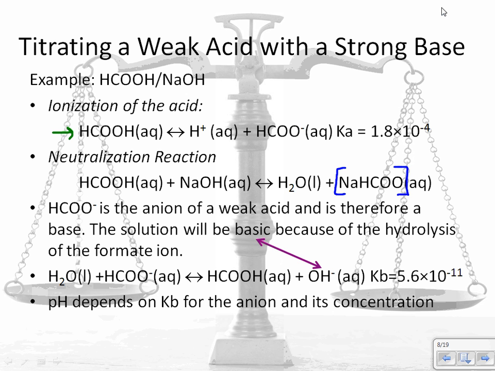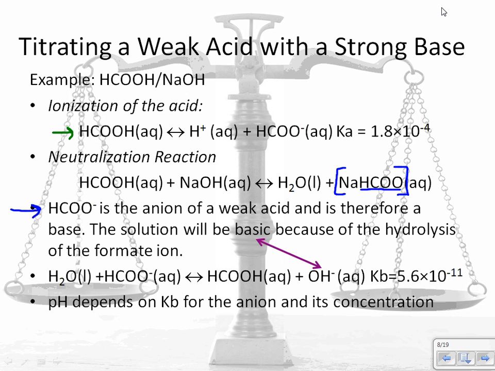That is a salt. And we already know from our last video that salts can sometimes hydrolyze in water and change the pH of the solution, and that's exactly what's going to happen here. So when we look at this, we know that the sodium ion isn't going to hydrolyze because it's in group 1, but my HCOO- is the anion of a weak acid. Say that right here. And is therefore a base. So the solution will be basic because that ion is going to undergo hydrolysis.